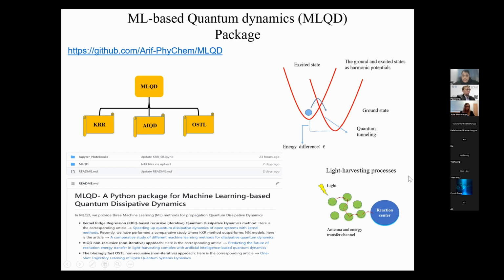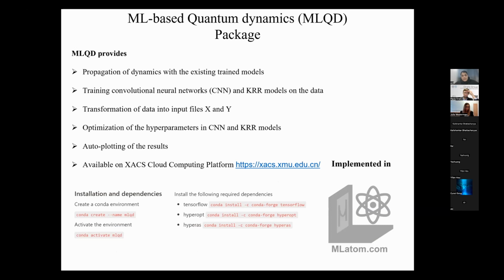The link I just shared there, and you can do the two-state dynamics using this package. You can also do more complex dynamics. What this package can do for you is it can propagate dynamics with the existing trained model. You just provide the trained model and it will do the dynamics for you. It can train the machine learning models for you, like the convolutional neural network and the kernel ridge regression model on your data.